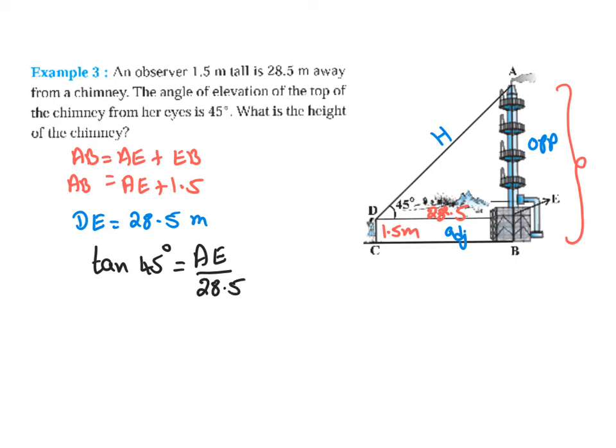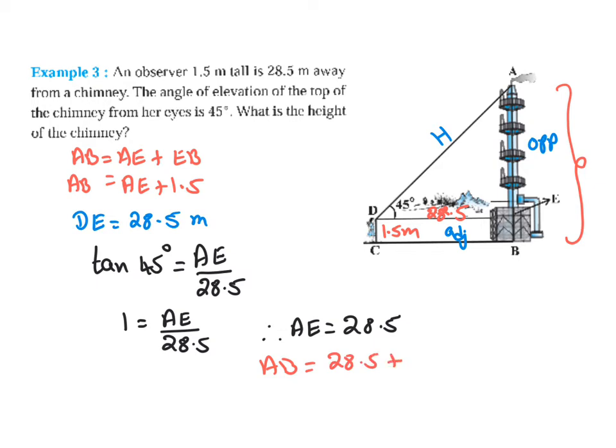What is the value of tan 45? It's 1. Good. 1 is equal to AE over 28.5. Therefore, AE is going to be equal to 28.5. But that's not what the question is asking. The question is asking what is the height of the chimney. The height of the chimney is AE plus EB. So the height of the chimney AB complete is going to be 28.5 plus EB, which is 1.5. And that is going to be 30 meters.